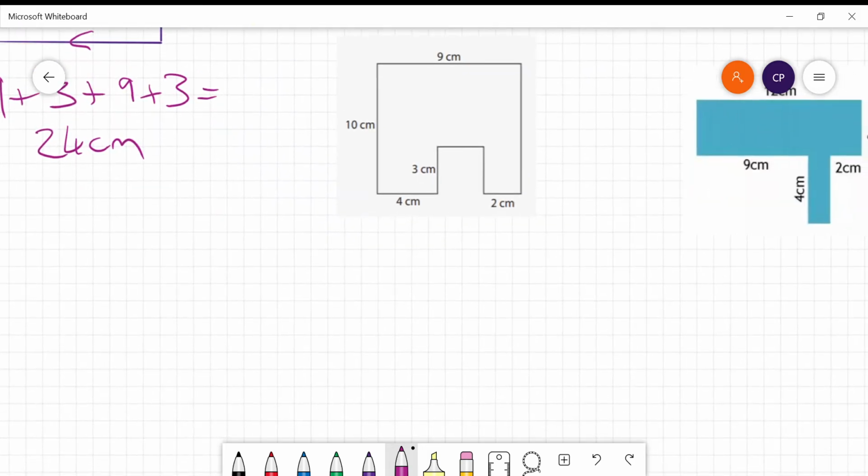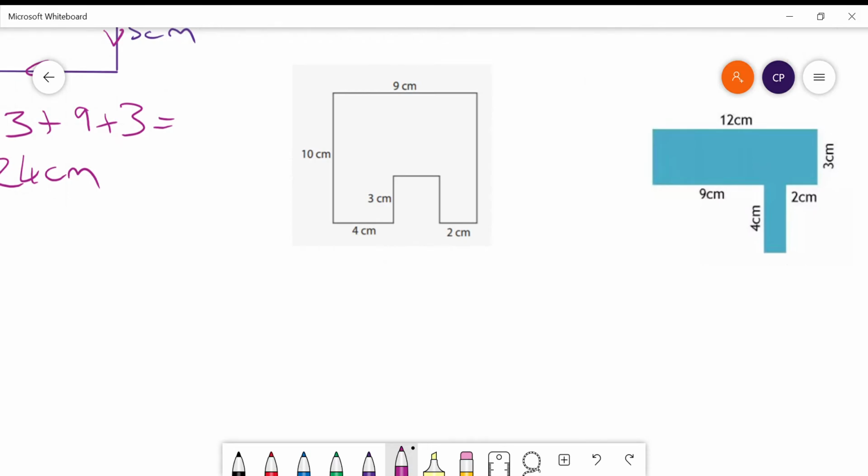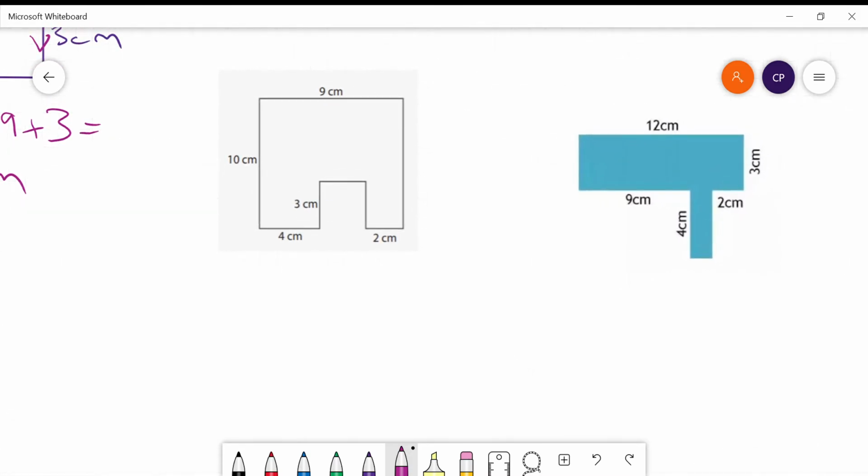Now this can get a little bit more complex when you have a shape like this. They're called compound rectangles because it's a shape made up of quite a few rectangles. The first thing to notice is that there are some missing sides, so we need to get all of those lengths in. This shape has 1, 2, 3, 4, 5, 6, 7, 8 sides, so we need to make sure we've got all of those measurements.